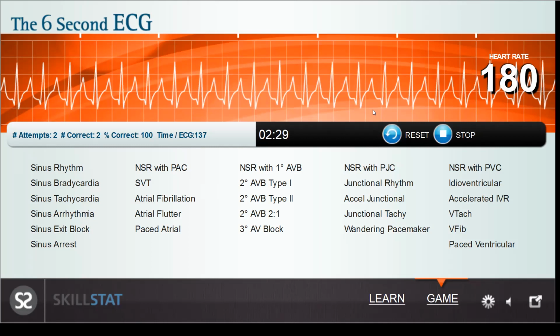Before you give them adenosine, you might try a vagal maneuver. So remember VAC, VAC, vagal maneuver. Try a vagal maneuver first. That can slow down the heart rate. If that doesn't work, then you give them adenosine, 6 milligrams rapid IV push.